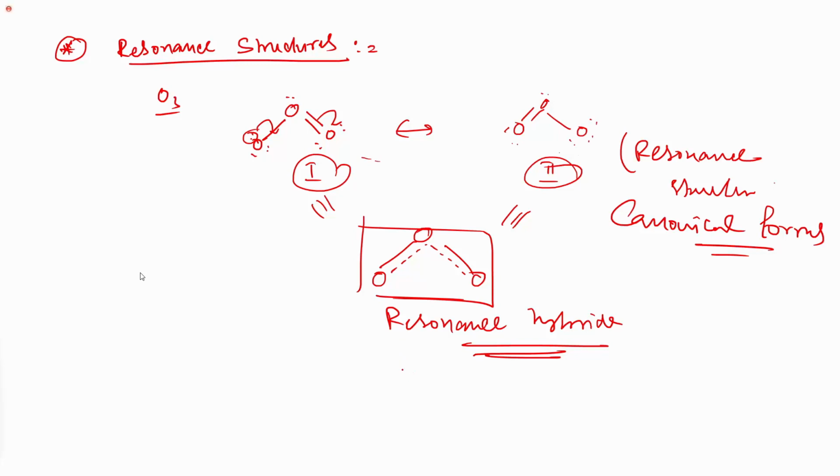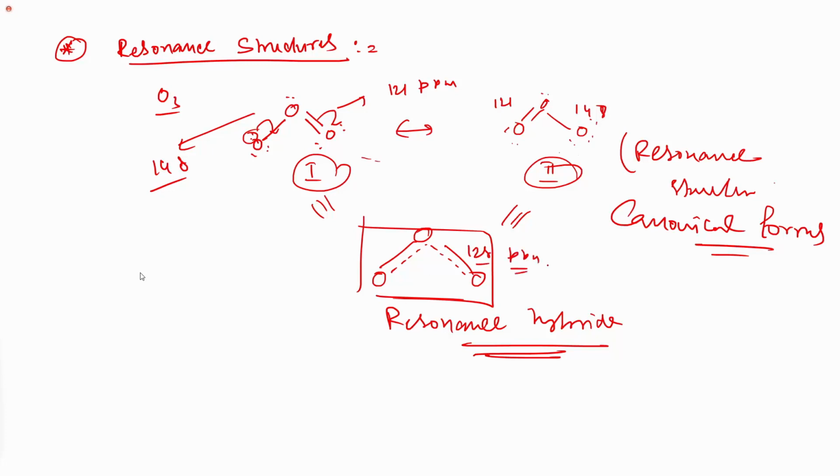Now the question is, theoretically, the ozone bond length is 148 pm and this bond length is 121 pm. Similarly, that one is 121 pm and this is 148. But experimentally, this bond length is 128 pm.